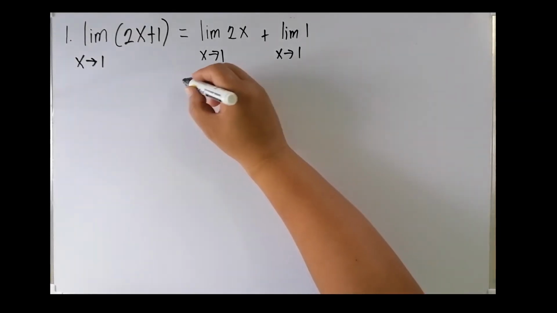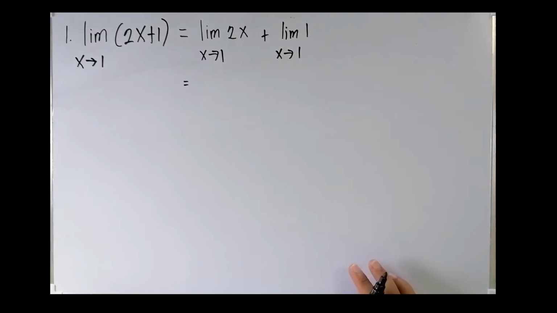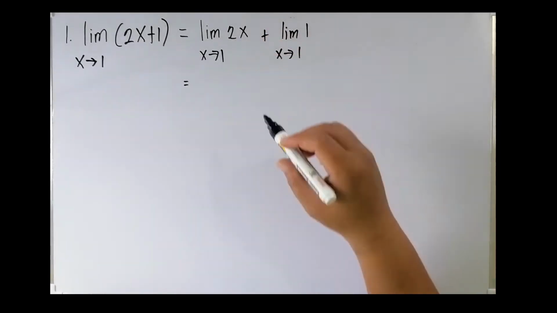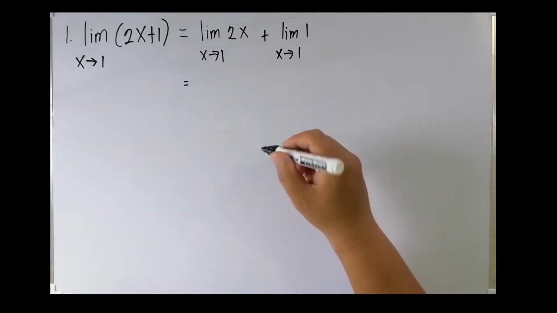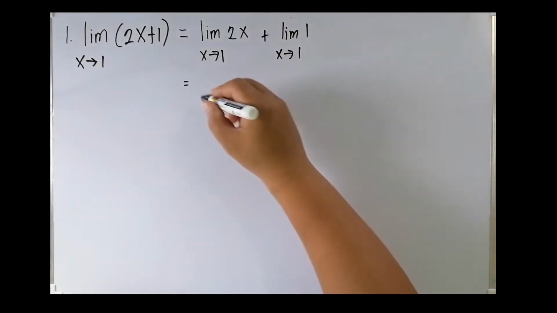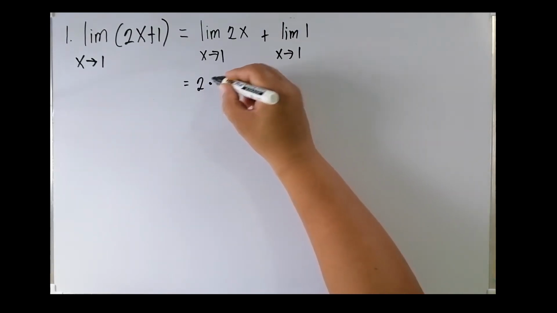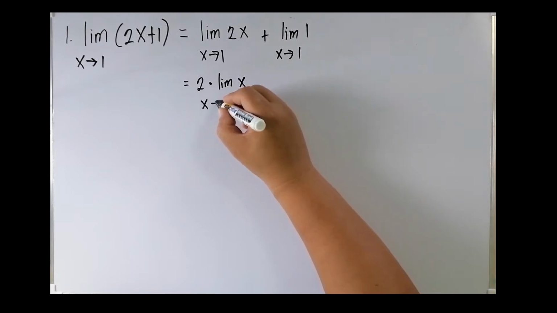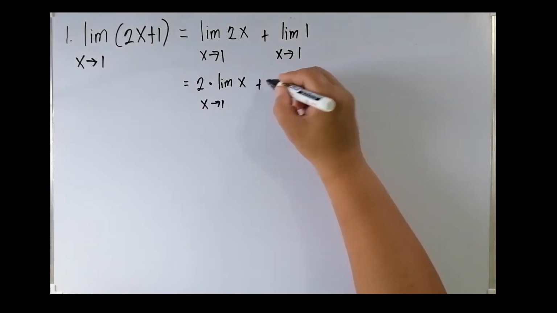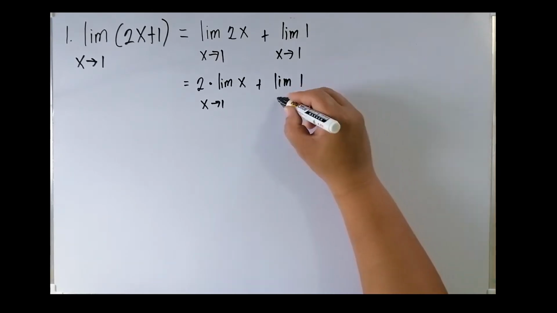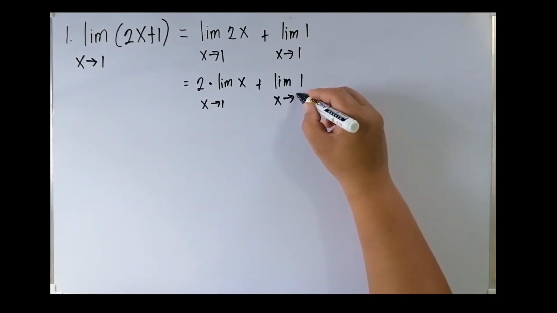So, para sa second step, we have for the limit of 2x, pwede natin i-apply dito ang constant multiple. So, pwede natin ilabas si 2 doon sa function. So, we have 2 times the limit of x as x approaches 1 plus the limit of 1 as x approaches 1.